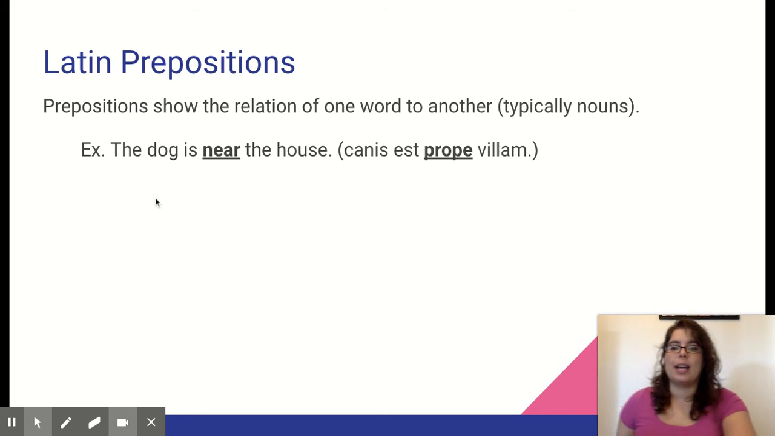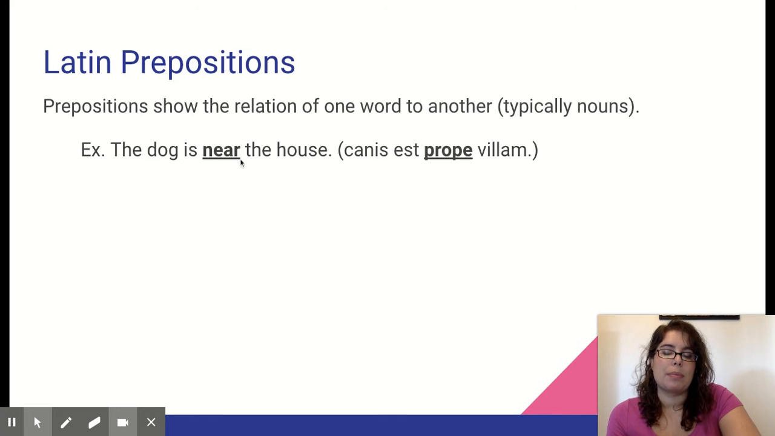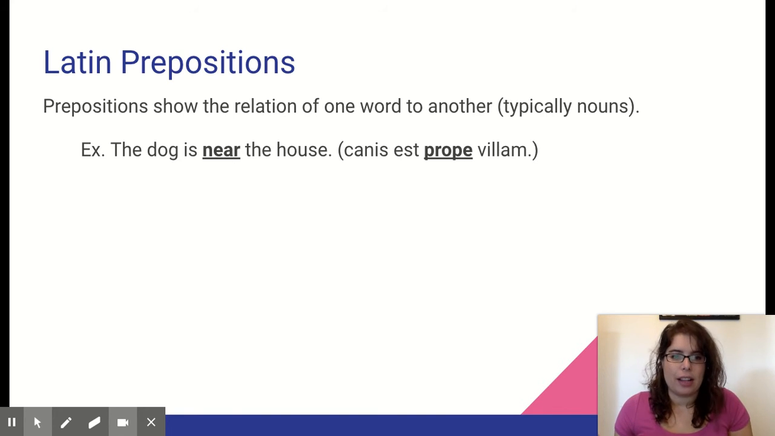So for example, we have a sentence, the dog is near the house. This preposition near is showing where the dog is in relation to the house. And in Latin, you'll see this is canis est prope villam. So here's the canis, and prope is that preposition that means near. So prepositions are going to be the same in Latin as they are in English, essentially.